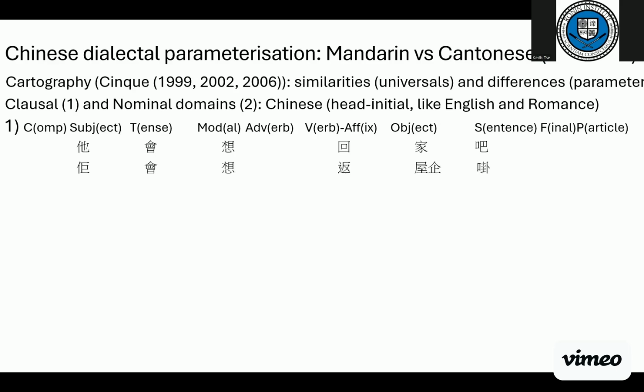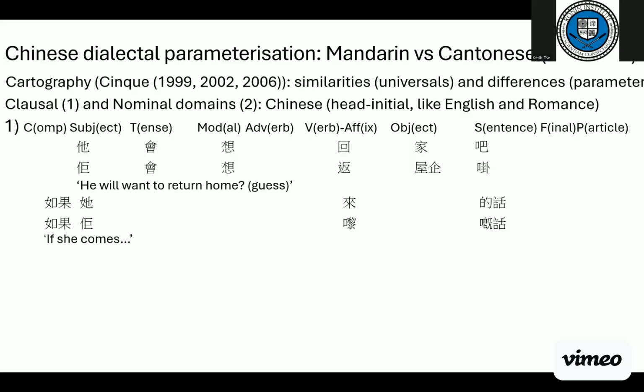So for example, in Mandarin, we can say 他会想回家吧. Okay, so subject, then tense, modal, verb, object, then the sentence final particle. In Cantonese, it's exactly the same. 佢會想返屋企啩. Okay, so this means, he will want to go home. So it's a guess. And also, another example is 如果他来的话. Okay, 如果佢嚟嘅話. So, if she comes, we've got a complementizer, then subject, then verb, then SFP.